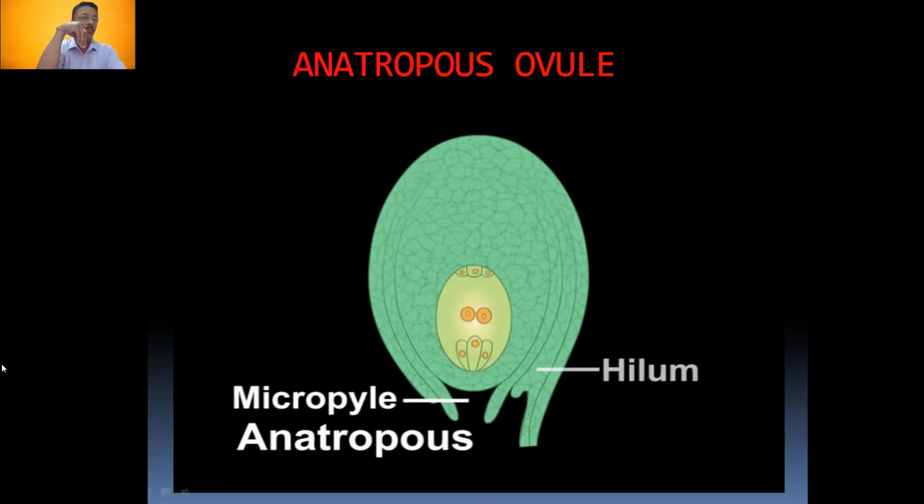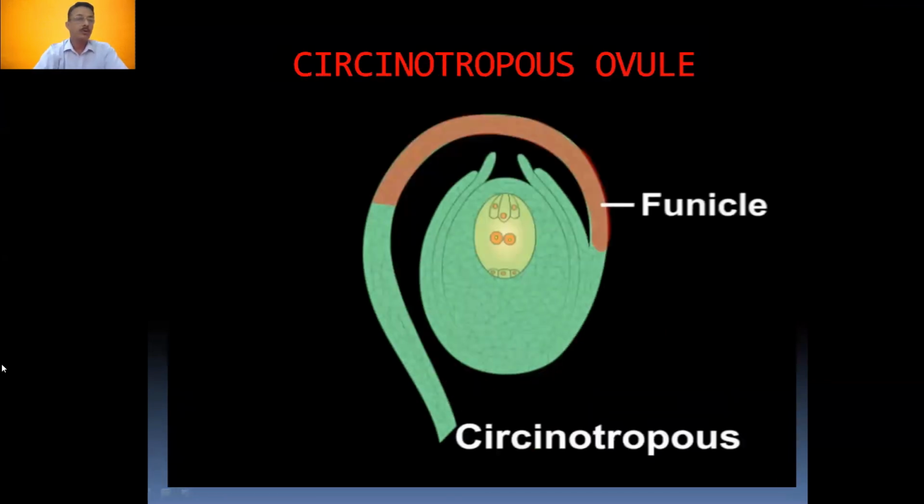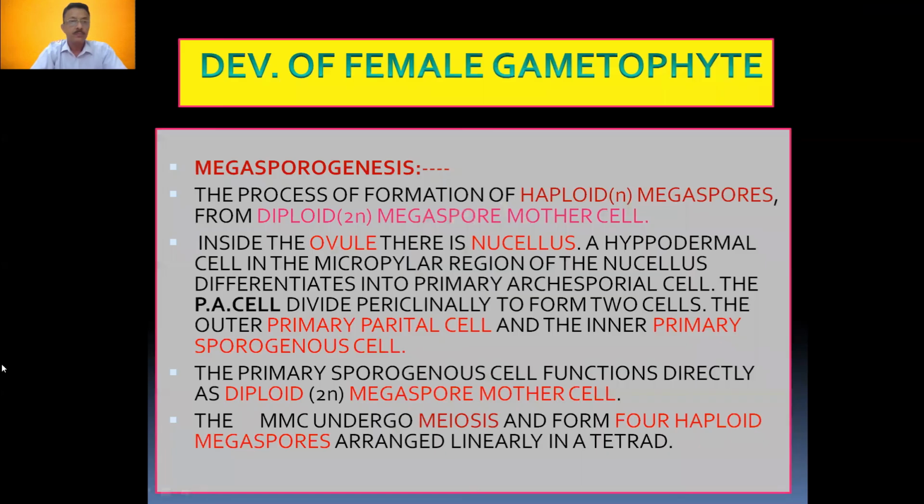It is called anatropous. And next, the sixth type of ovule is circinotropous ovule. The ovule again bends, again coming straight. First it was straight, then bending, and this is anatropous. And in anatropous, again it is bending towards the upside. That is called circinotropous ovule. So these are the six types of ovules in the flowering plants.